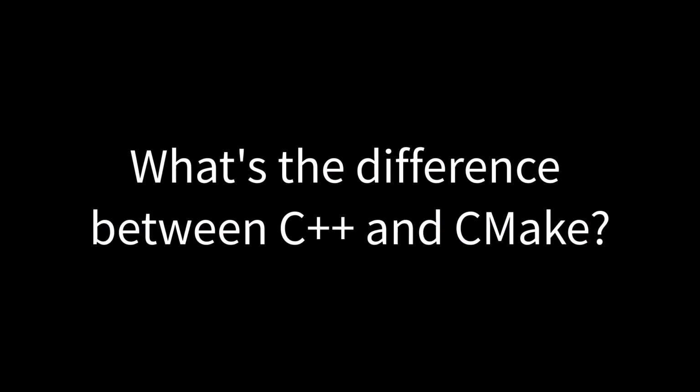Next question, what's the difference between C++ and CMake? You can probably answer that yourself if you've been watching this video so far. C++ is the general purpose programming language, and CMake is a build system to compile the C++ source code into a working program.